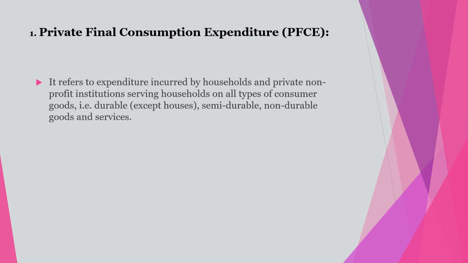Private final consumption expenditure, PFCE, which is denoted by C. It refers to expenditure incurred by households and private non-profit institutions serving households on all types of consumer goods, durable except house, semi-durable, non-durable goods and services. Why are we excepting house? Because it will be treated as investment expenditure by households.